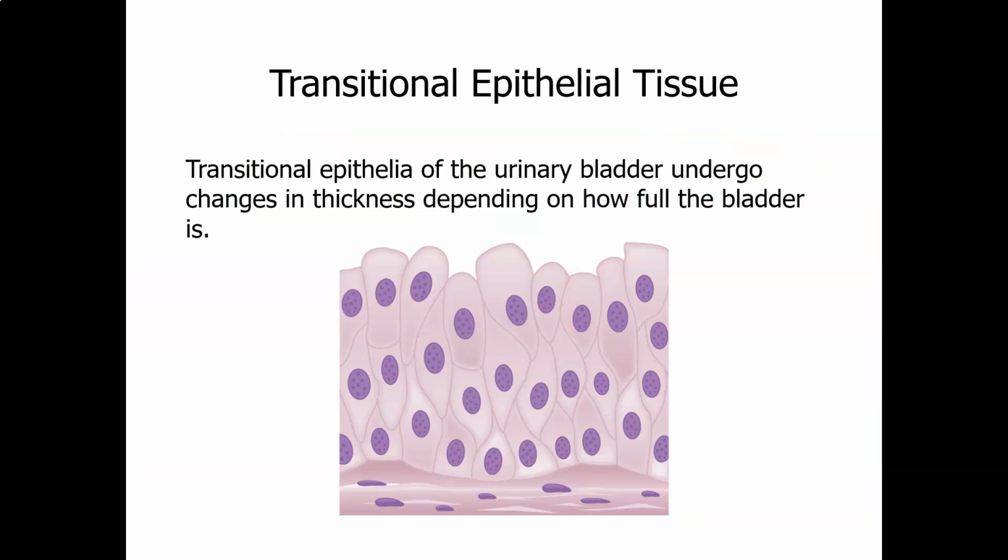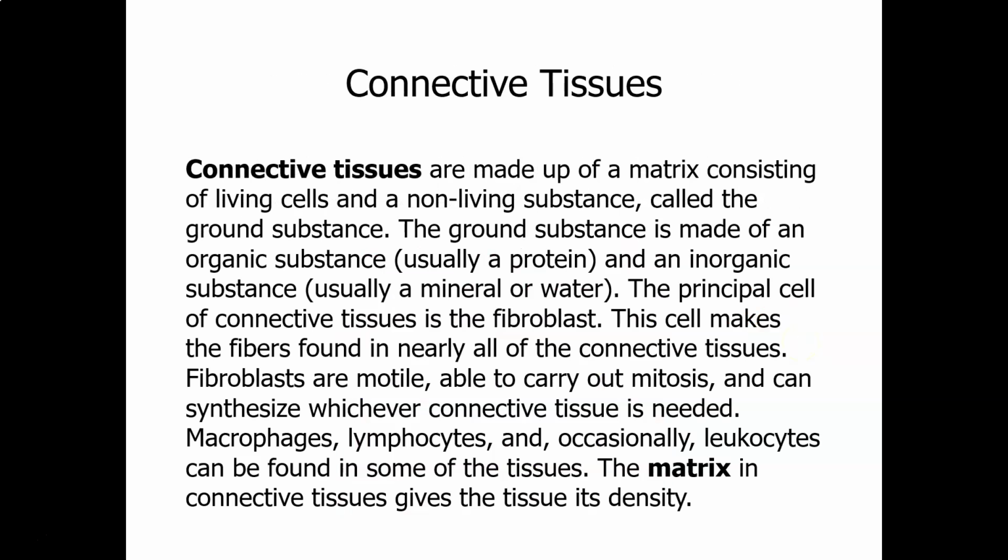And this is transitional. It doesn't show a picture of it. So this would be like the bladder empty. And then if it was full, those cells would be a lot flatter. So epithelial tissues form coverings and linings.